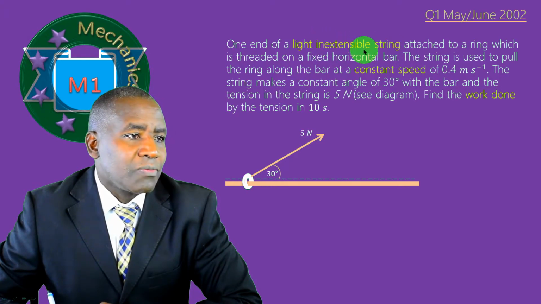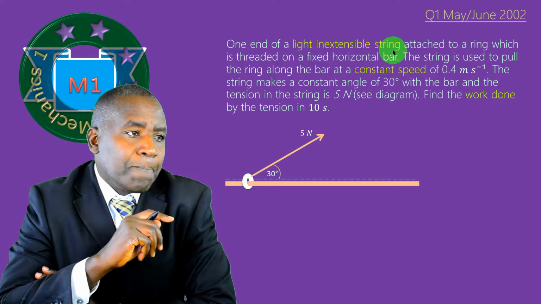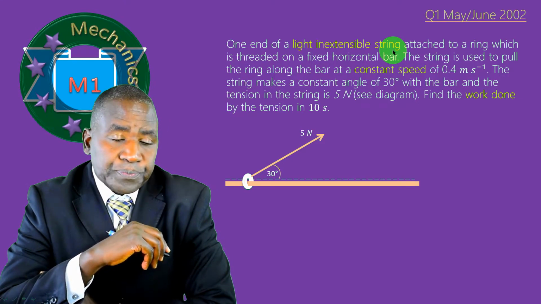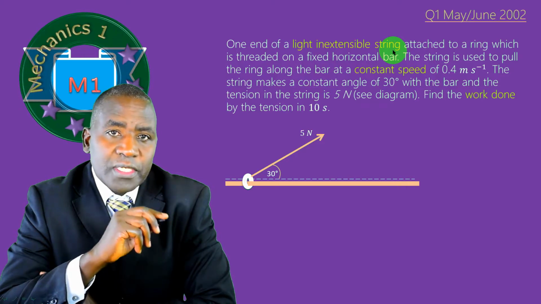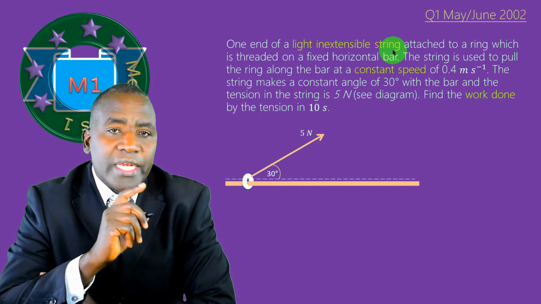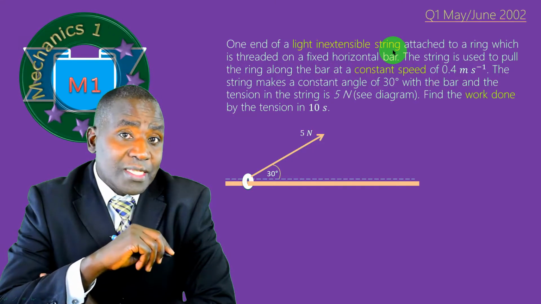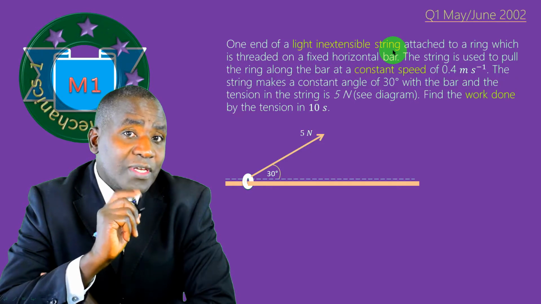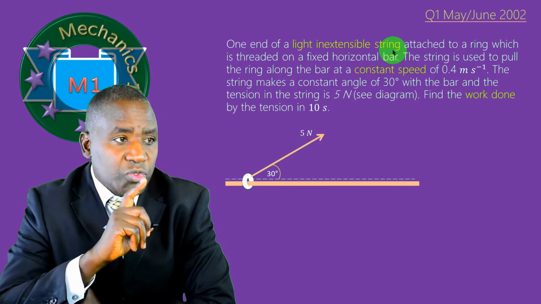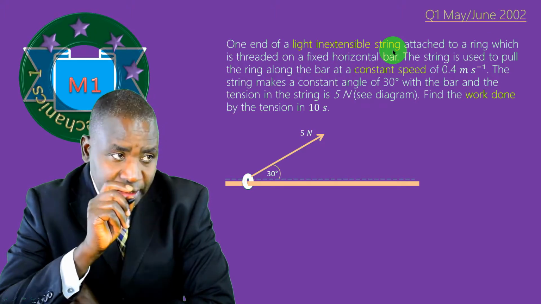and while I'm still on the light inextensible string, I want to point out at this particular point that in all questions in M1 which involve strings, the strings will be light and they will be inextensible. There are two things here. Inextensible in the sense that although there is tension in the string, it does not stretch. That is why you are told it is inextensible.